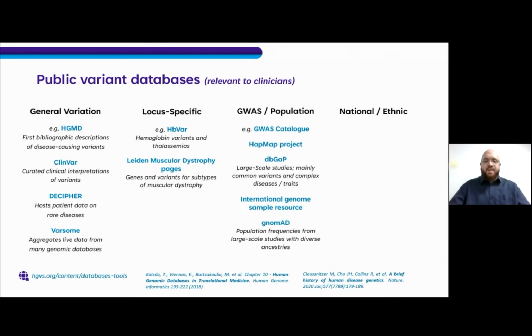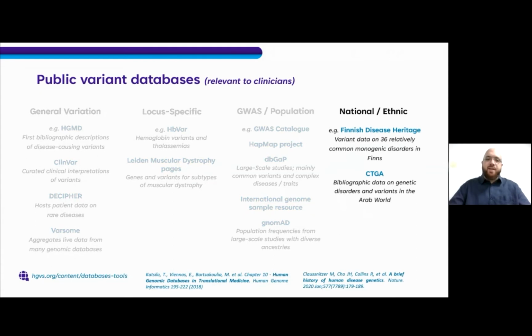There are the resources that handle data from large-scale studies, which mainly focus on common variants and complex disease, and that also study population allele frequencies. And on the other hand, there are the national or ethnic genetic databases, which document variants and phenotypes for specific populations. Such databases are essential for national diagnostic services, newborn screening, and basically informing healthcare professionals and the public of relatively common genetic disorders and alleles that are unique to the genetic architecture of the population. A good example of this is the Finnish Disease Heritage database, which has many single gene disorders that are much more common in Finns due to founder effects.